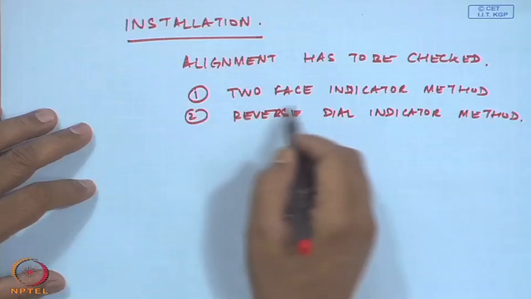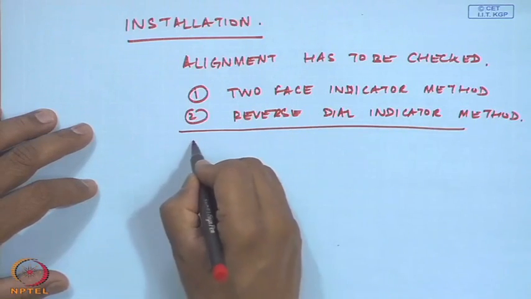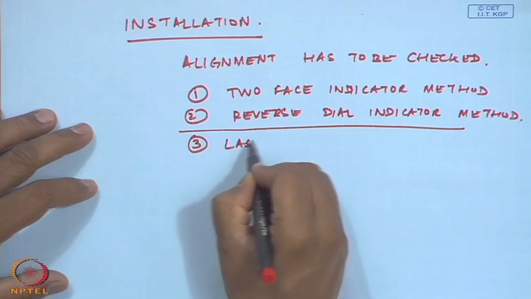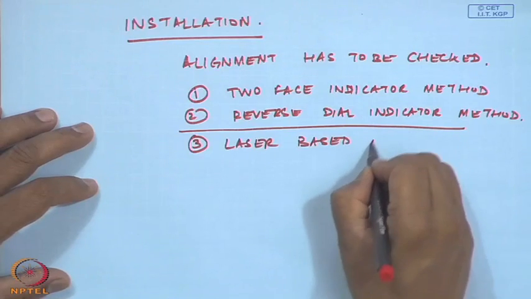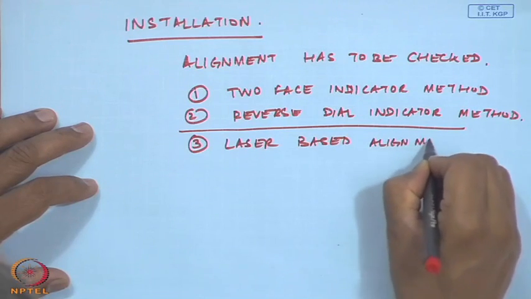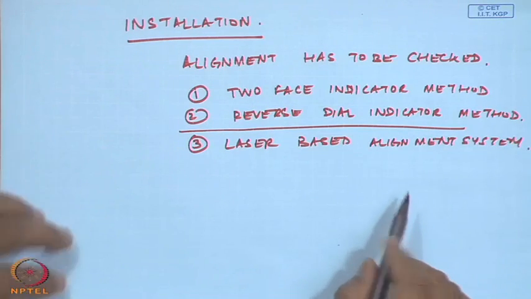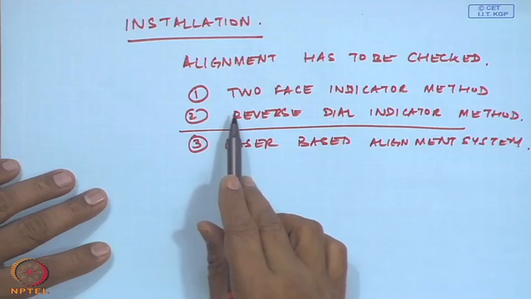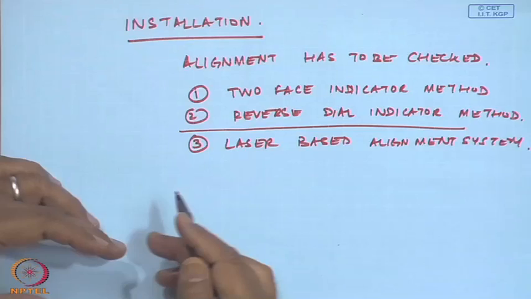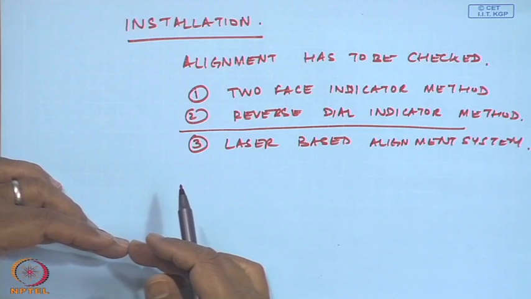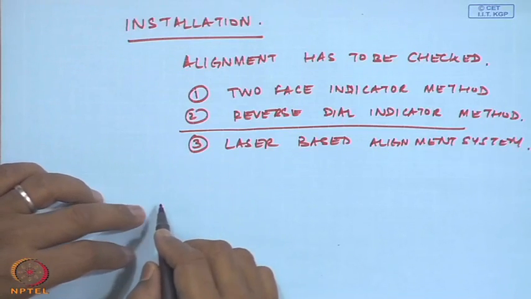And then another method is the reverse dial indicator method, which is very, very popular, but of late people are using what is known as the laser based alignment system. This is because in the first two methods, two phase or the reverse dial indicator, the mating shafts have to be very, very close to each other, so that we can take the dial gauge readings through a common shaft.